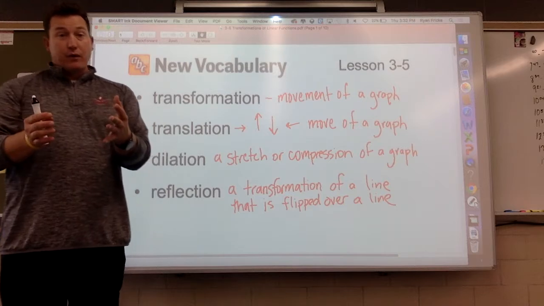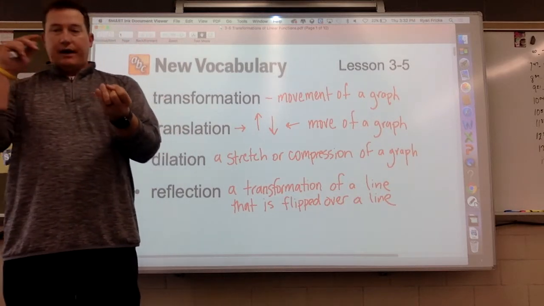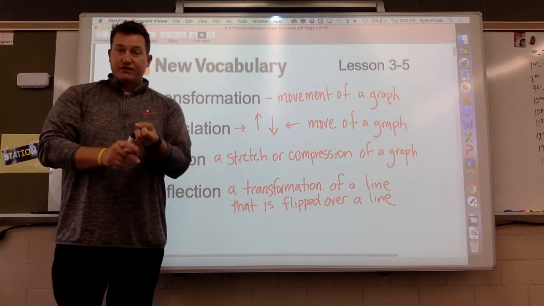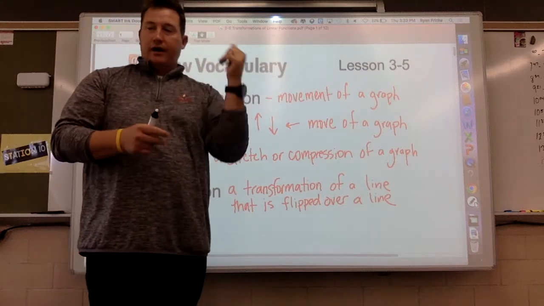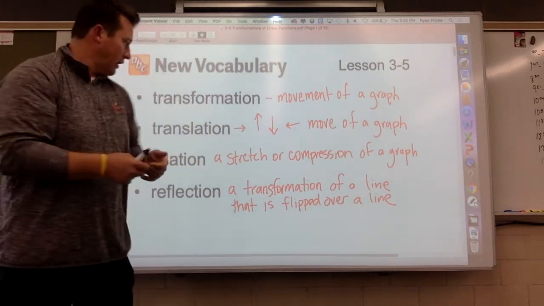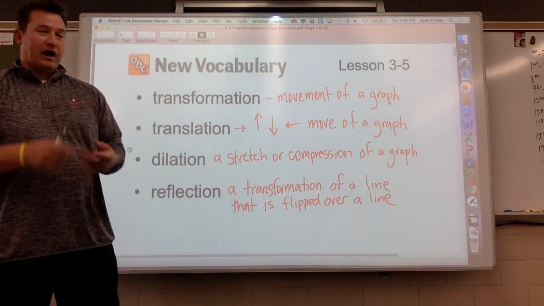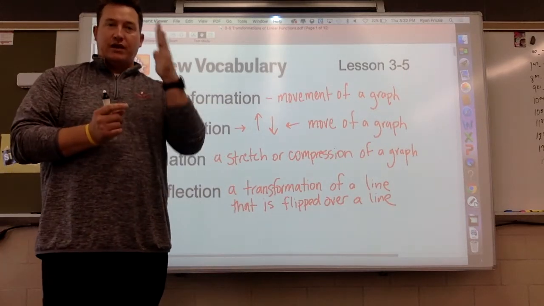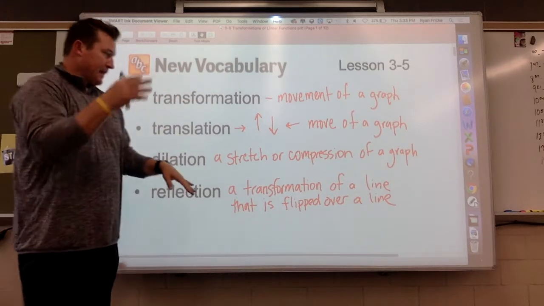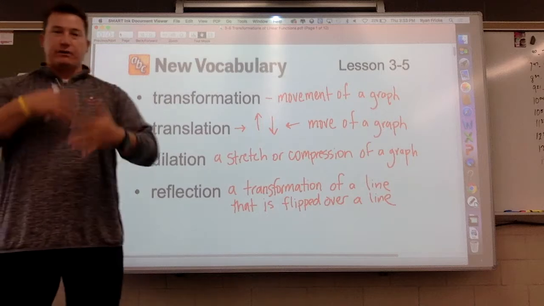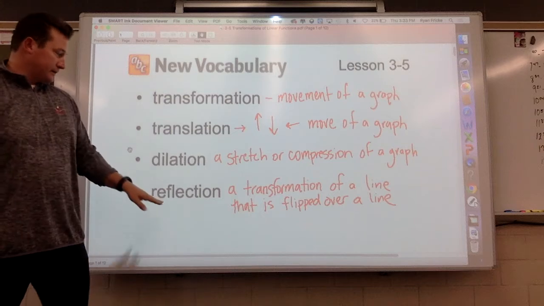Dilations, these are the goofy ones. These are vertical or horizontal stretches or compressions. Stretch or compression of a graph. It can be vertical or horizontal, right? Meaning it can get steeper or it can get less steep, okay? They will be very confusing, again, until we do about 342 of them. Then on the 343rd one, they'll get better.